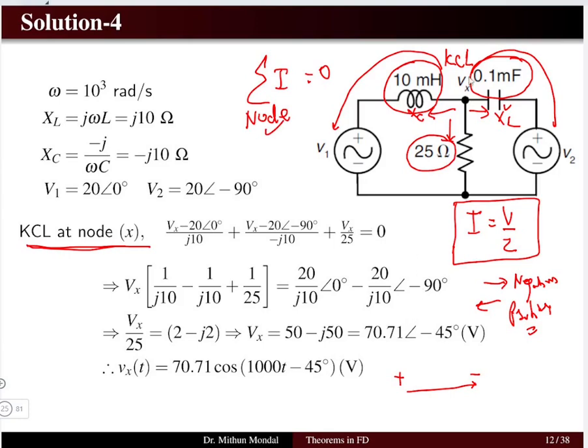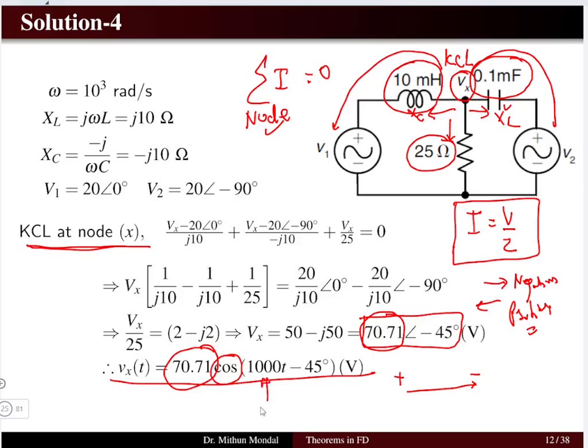Now we have only one variable, that is Vx. With one variable in one equation, we can solve it to get the potential Vx, which comes to be 70.71 with an angle of minus 45 degrees. Now we can convert that into time domain instantaneous form, where the maximum magnitude is 70.71 and the source is in the form of a cos. So we have taken the result in the form of a cos. Frequency is 1000 and the angle we are getting is minus 45 degrees. So this is the potential Vx which we have solved using nodal analysis.